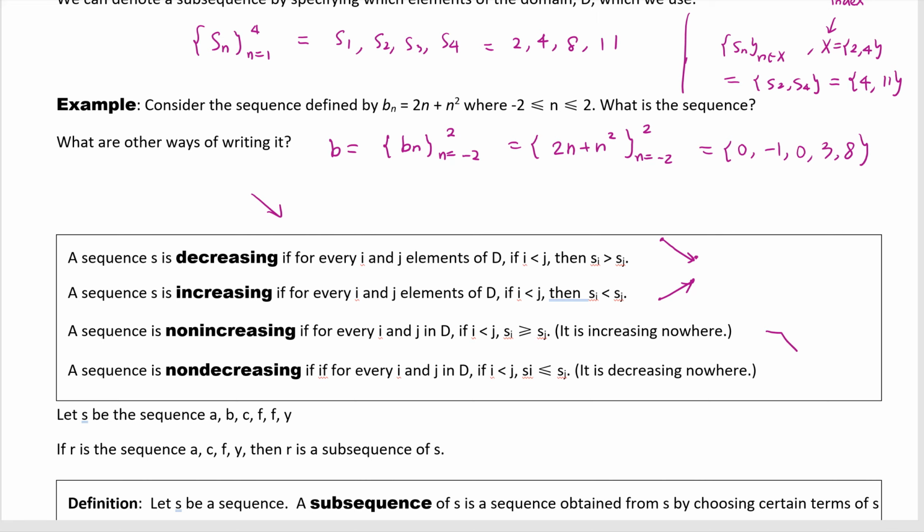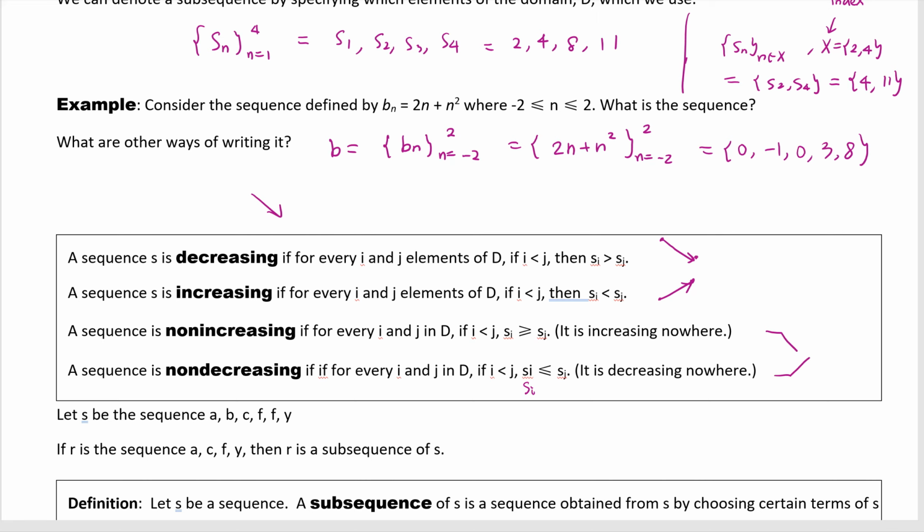Next, a sequence is non-decreasing if for every i and j in D, if i is less than j, s_i is less than or equal to s_j. Oh, this should be in the index, so this should be s sub i. So it is decreasing nowhere, so it could be constant or increase in this case.